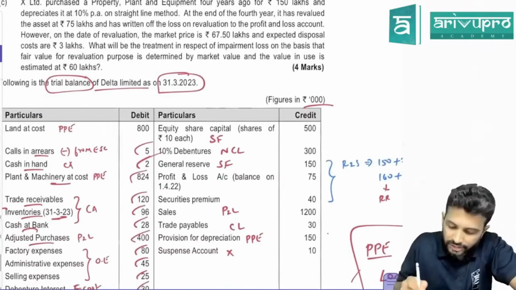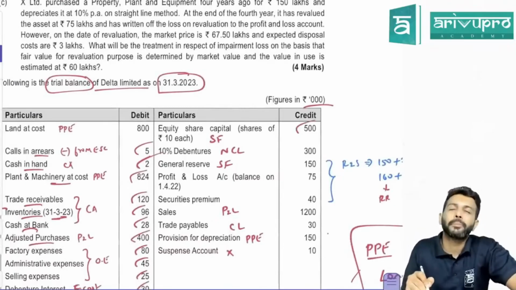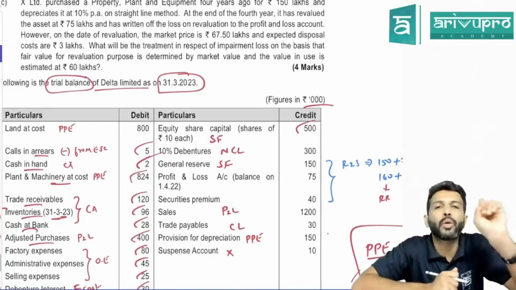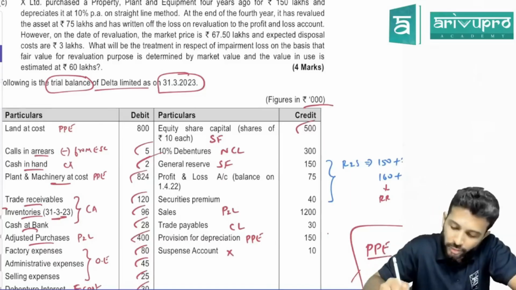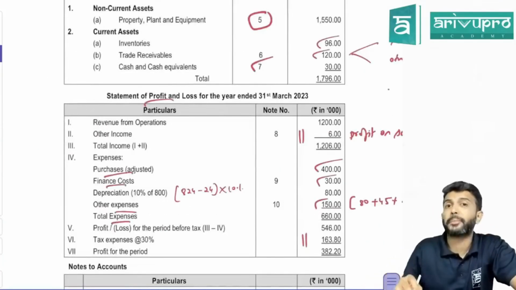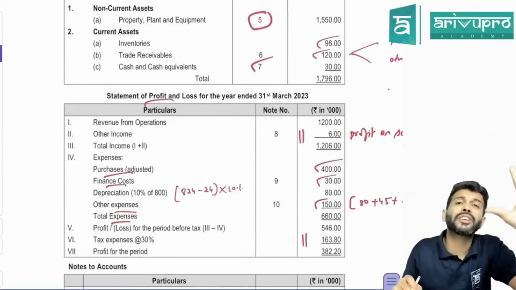Come to the credit side. Share capital. Where will share capital come? In the balance sheet. Usually, we prepare note number 1 for share capital. What is the value of share capital here? They've told 500. But do we have any calls in arrears? Yeah, we have calls in arrears of 5.